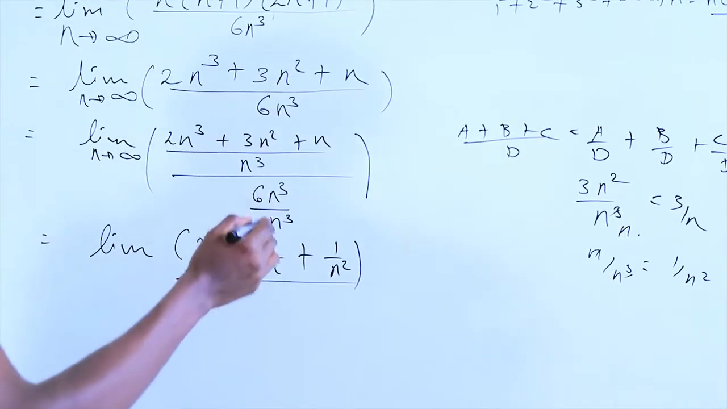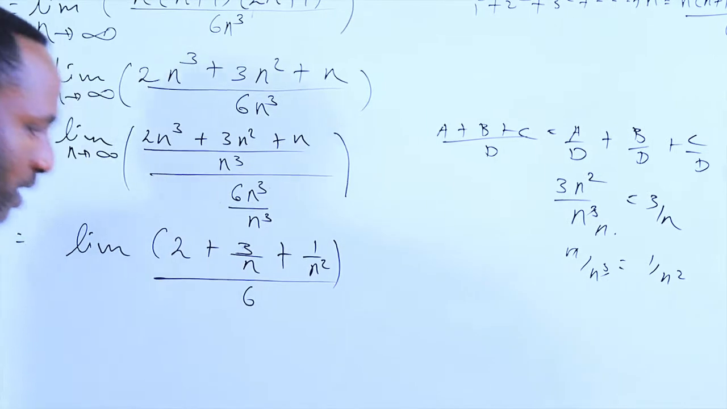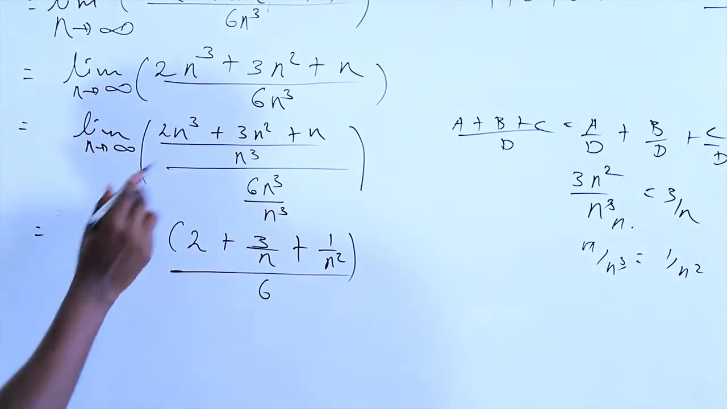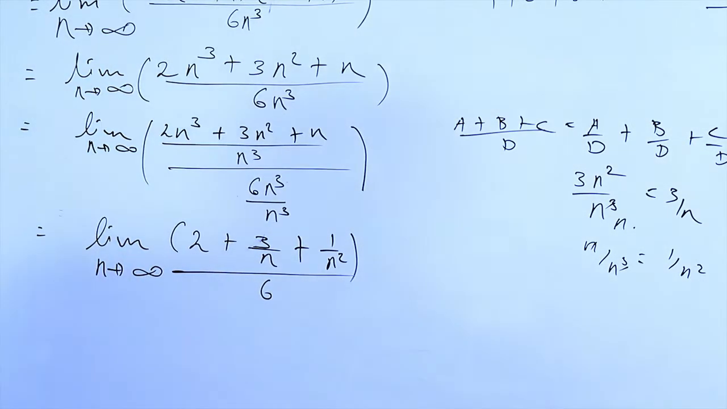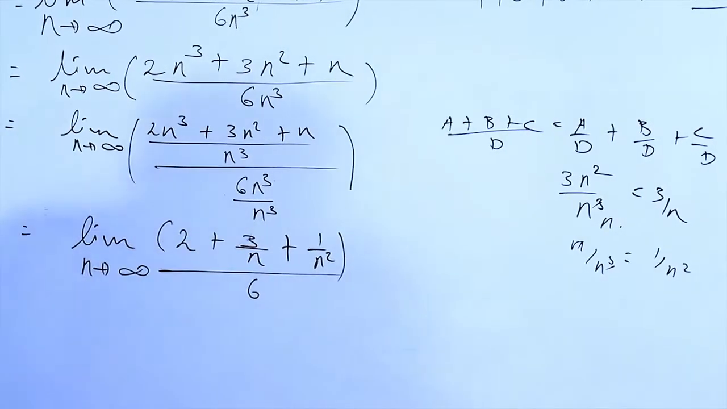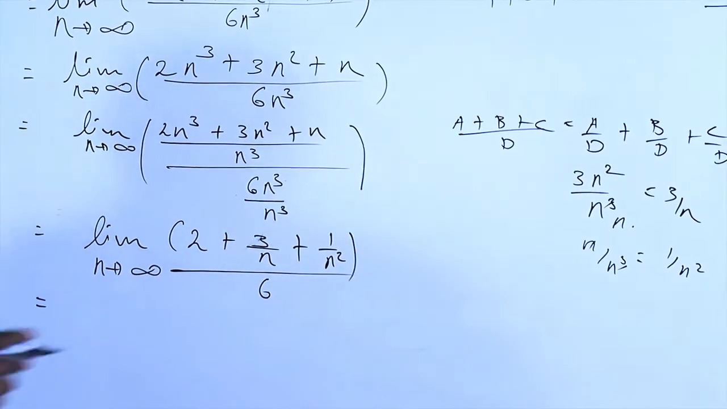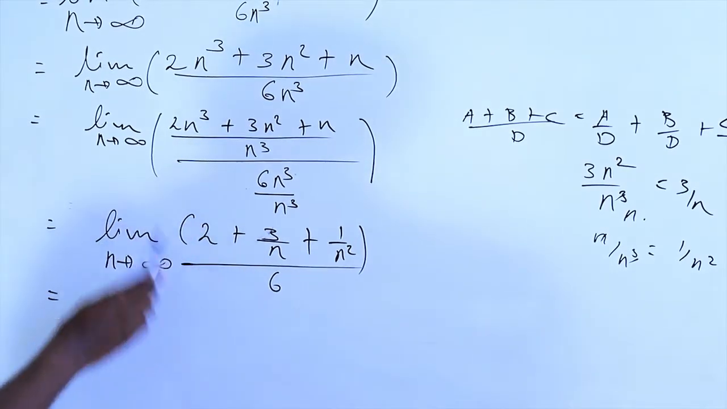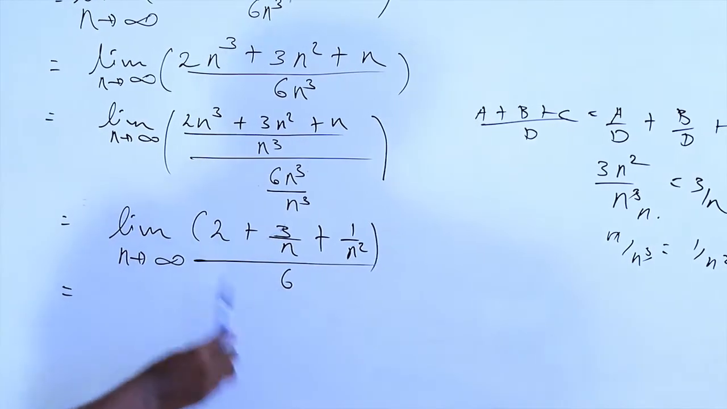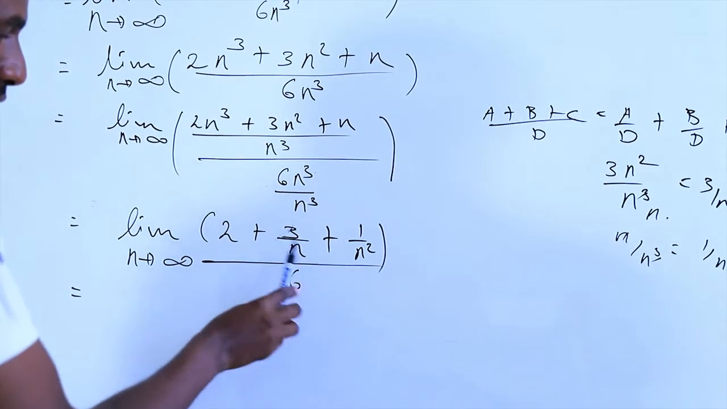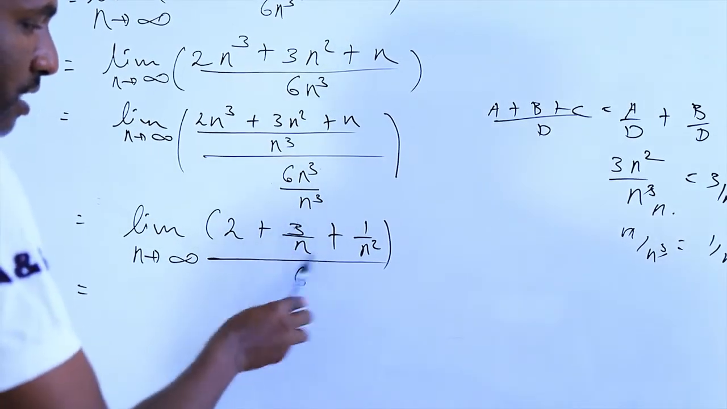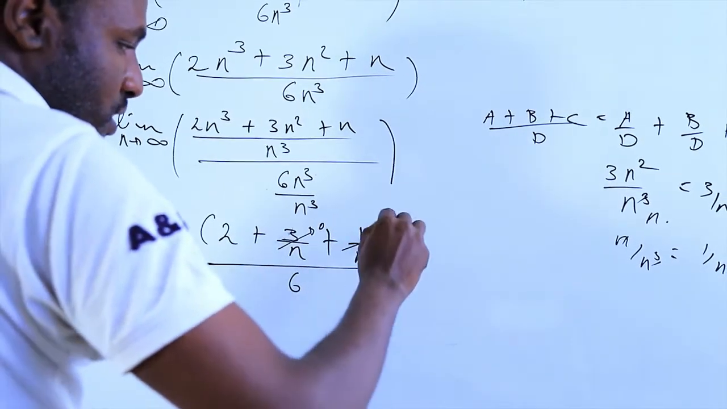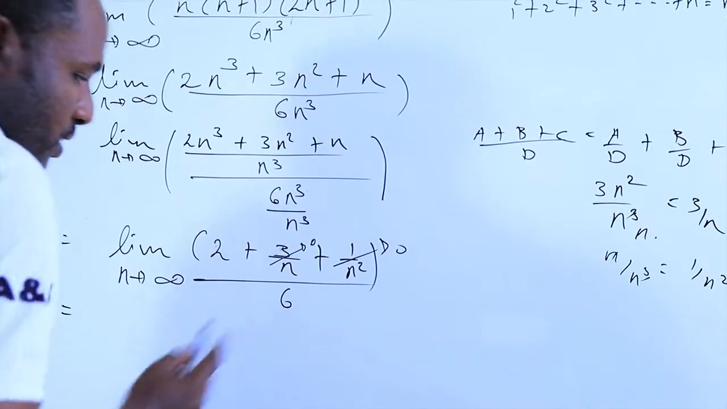Here it is 6n cube over n cube, which is simply 6 when the value of n approaches infinity. So this can be simplified again as the limit. We can apply the formula. We take the limit of the constant 2, which is 2. The limit of 3 over n as n tends to infinity becomes 0, and this becomes 0 as well. This is 2, and this is the constant 6.